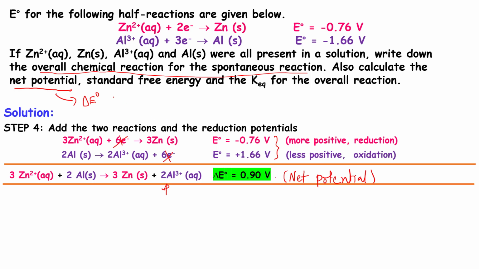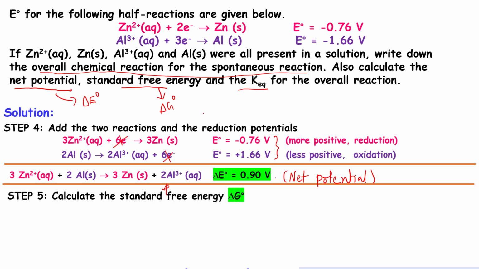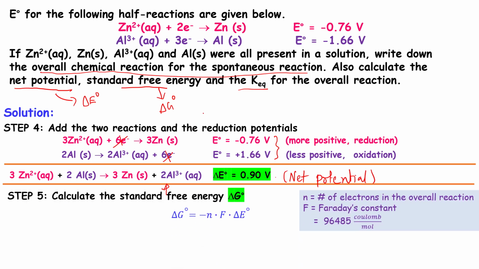So there are two more things to do. We need to figure out the standard free energy change and the KQ for the reaction. The first thing we're going to do is calculate the delta G naught. The standard free energy change is basically your delta G naught. And how do we figure out the delta G naught value? If you remember our previous calculations, delta G naught is given as negative NF times delta E naught, where N is the number of electrons and F is Faraday's constant. We just plug in the numbers. We already figured out our delta E naught, so we're going to take the delta E naught value and plug it in right over here.